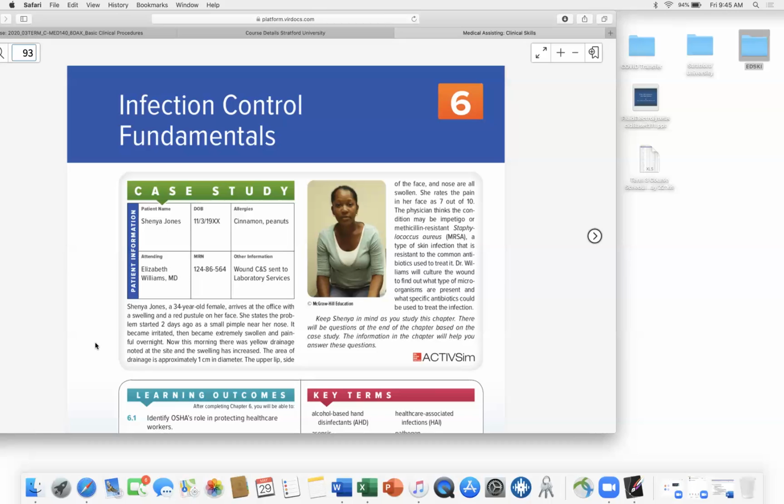So this morning, now she has yellow drainage on her face, swelling is worse, everything's progressing. Now it's 1 centimeter in diameter. It is no longer a pimple. It is starting to become a mass. So she rates the pain 7 out of 10. And like I said, if a woman says that it's 7 out of 10, it's 7 out of 10, and it's a considerable amount of pain. The physician thinks the condition may be impetigo or methicillin-resistant Staphylococcus aureus, MRSA.